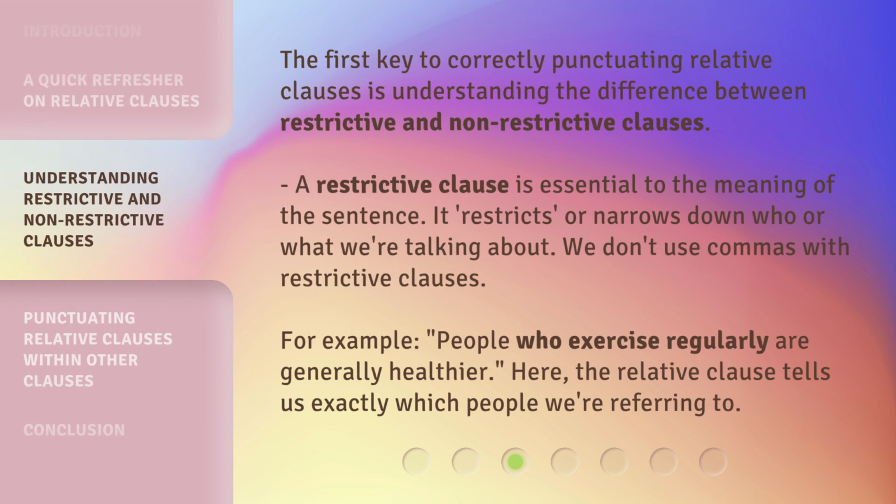The first key to correctly punctuating relative clauses is understanding the difference between restrictive and non-restrictive clauses. A restrictive clause is essential to the meaning of the sentence. It restricts or narrows down who or what we're talking about. We don't use commas with restrictive clauses. For example, people who exercise regularly are generally healthier. Here, the relative clause tells us exactly which people we're referring to.